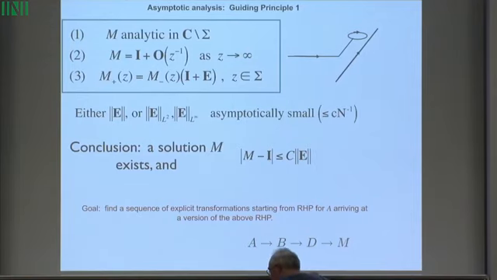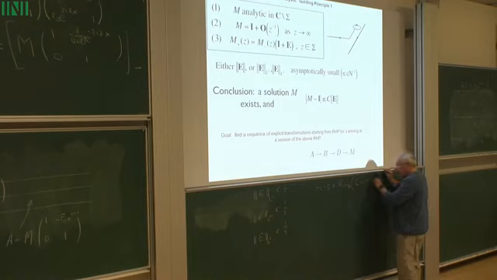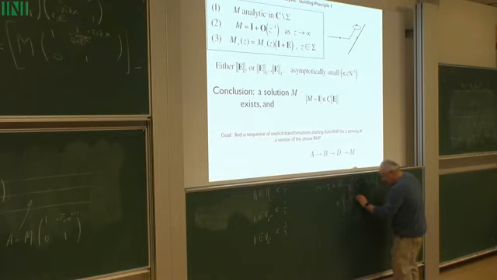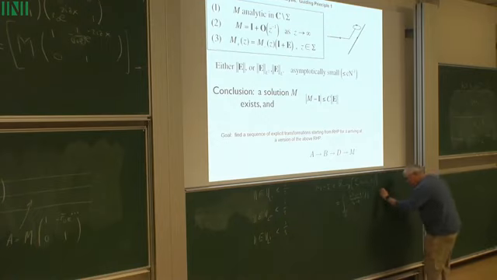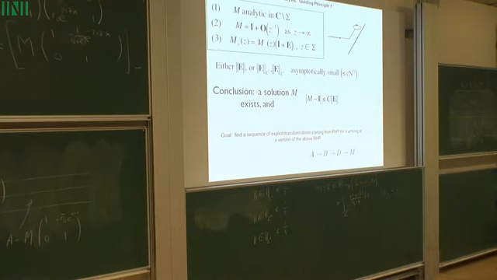It's something like this. M minus the identity matrix is in the range of some Cauchy operator, which means you can represent it as a Cauchy transform of something, mu times V minus the identity, over the contour, and the L2 norm of mu is less than 1 over t. And it gives existence and uniqueness.